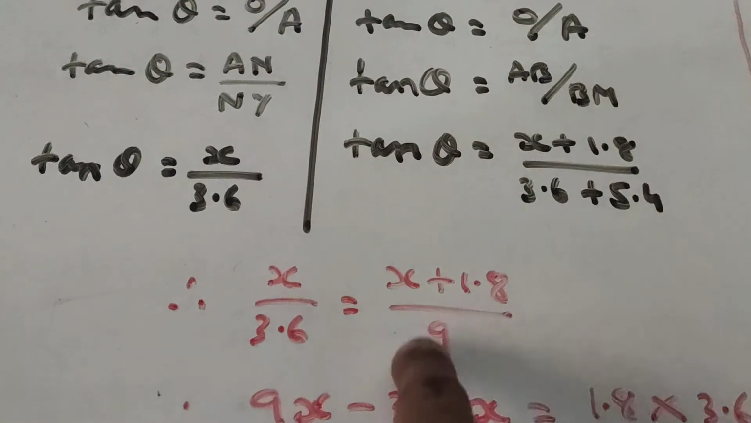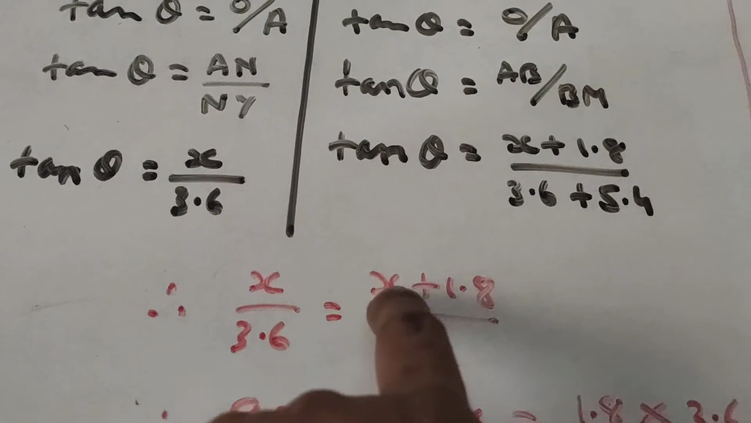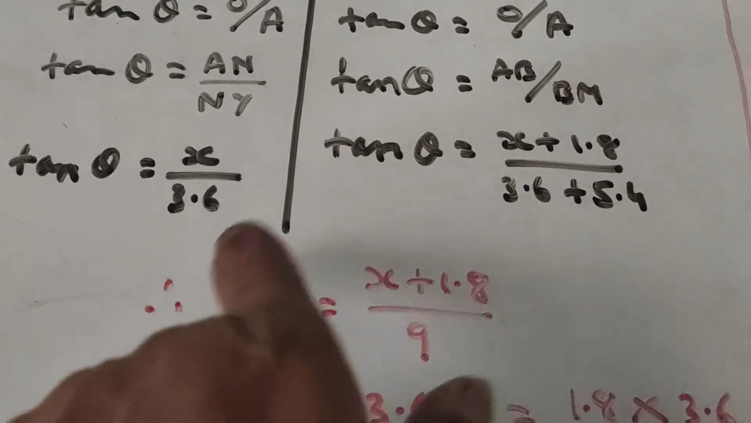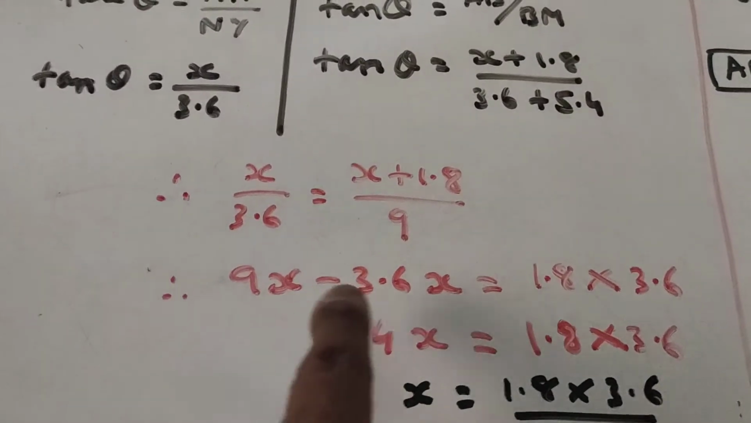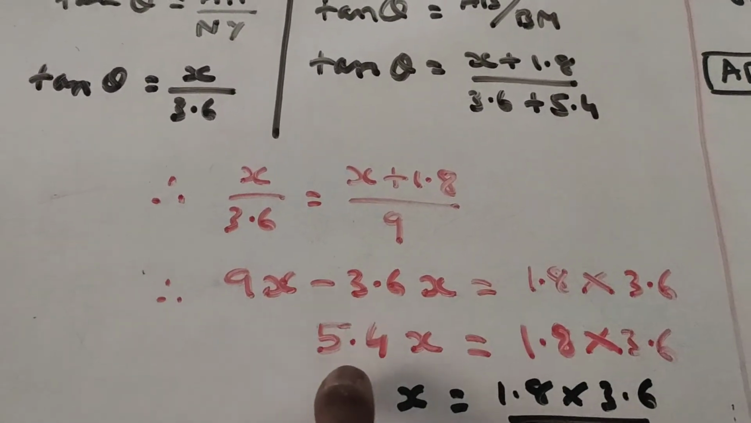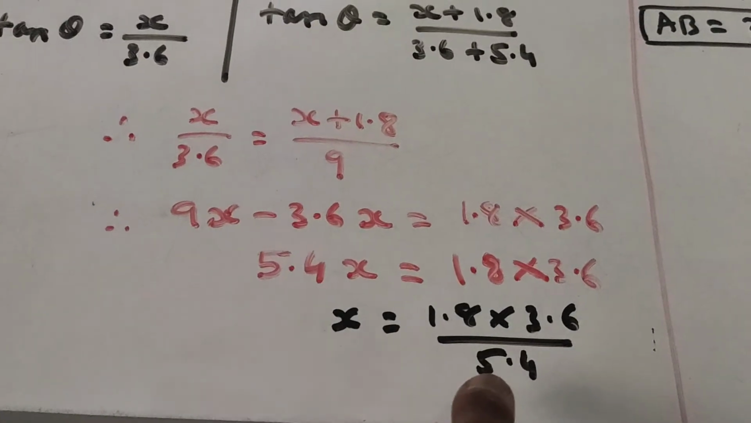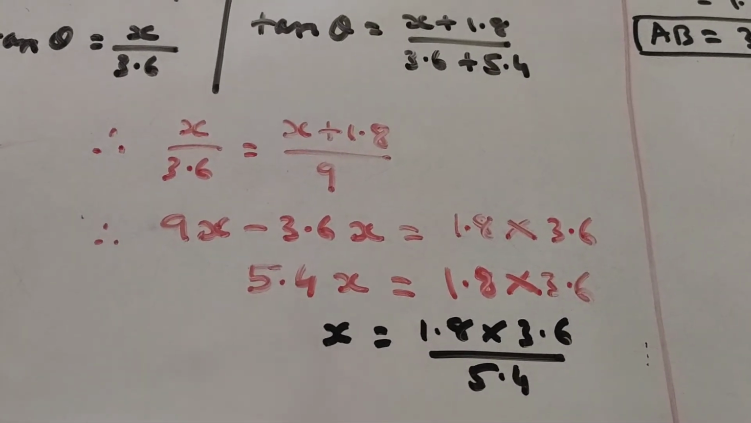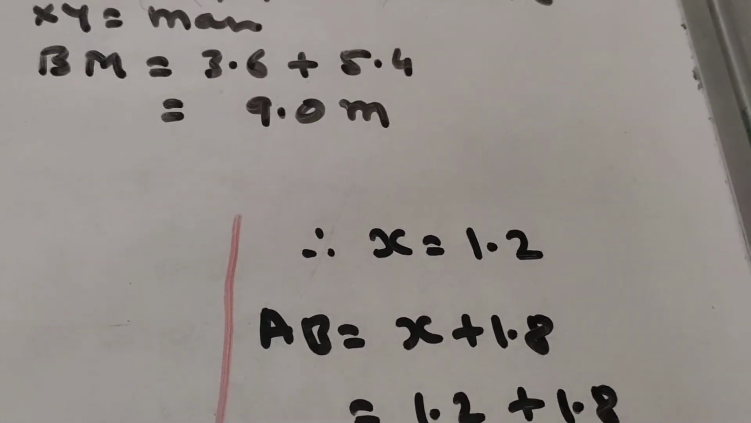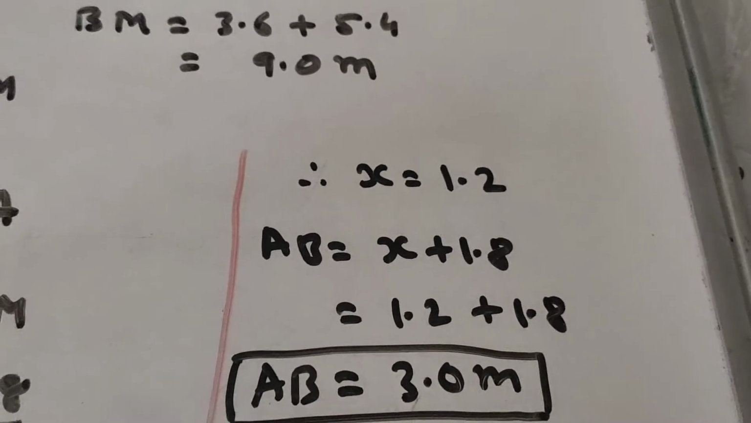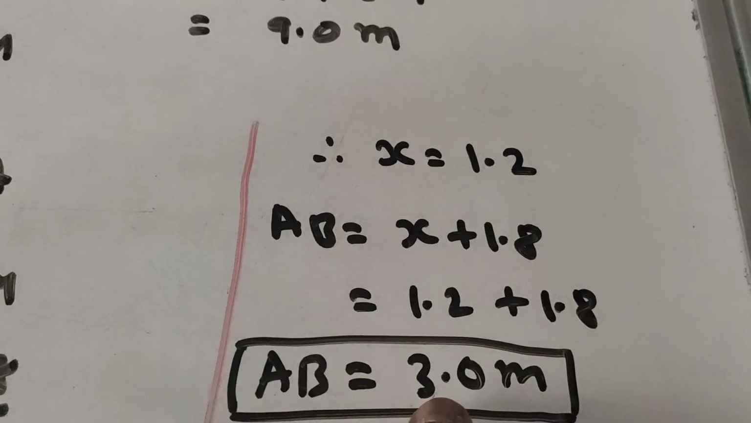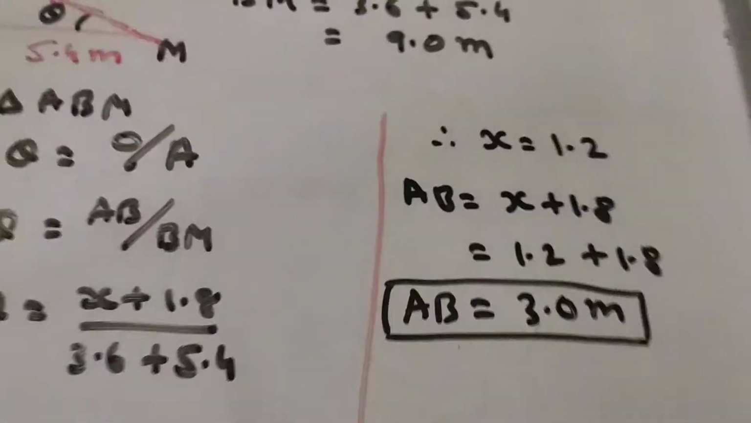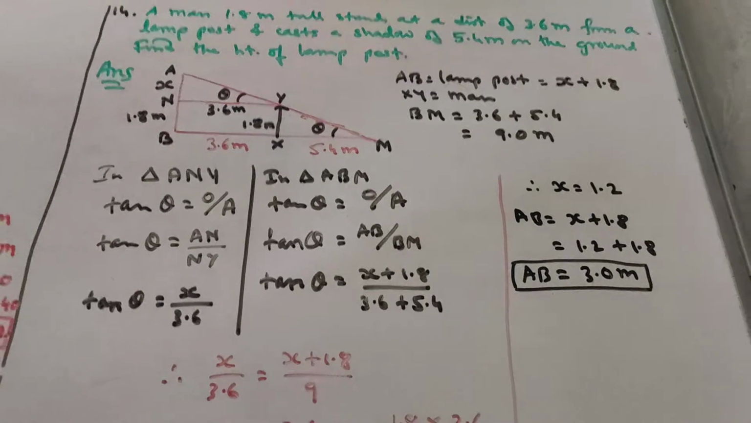So this one goes this side, this one goes this side. So when this one goes this side, it multiplies with 3.6, 3.6 goes this side, so it becomes minus, and 3.6 multiplies with 1.8. And now if you subtract this one, we get 5.4, 5.4 goes down, so it becomes 1.8 multiplied by 3.6 upon 5.4. If you cancel, you get answer x equal to 1.2. But our answer is not complete here, we require to do further. So AB is equal to x plus 1.8, x is 1.2 plus 1.8, that gives us 3.0 meters. The height of the lamp post is 3.0 meters or 3 meters.